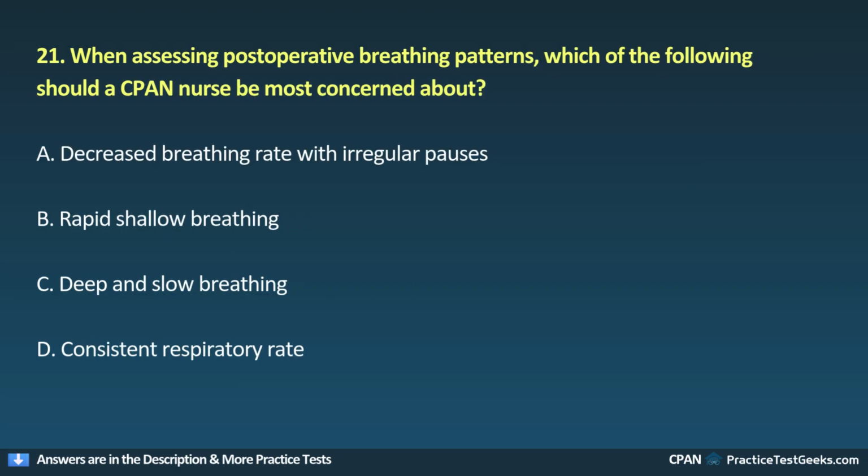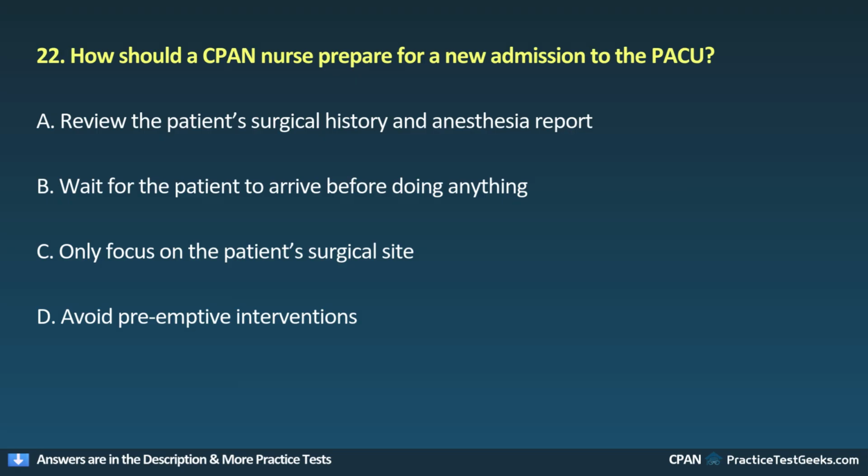21. When assessing postoperative breathing patterns, which of the following should a CPAN nurse be most concerned about? A. Decreased breathing rate with irregular pauses. B. Rapid shallow breathing. C. Deep and slow breathing. D. Consistent respiratory rate.